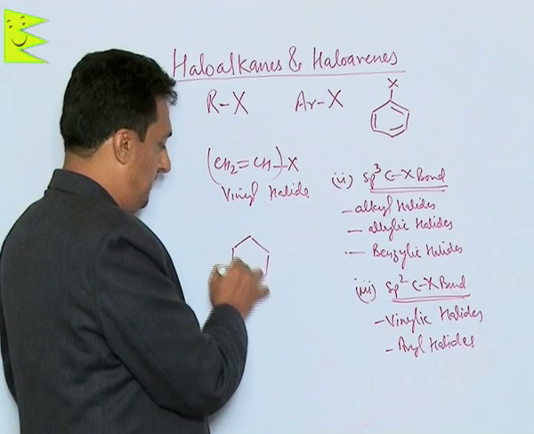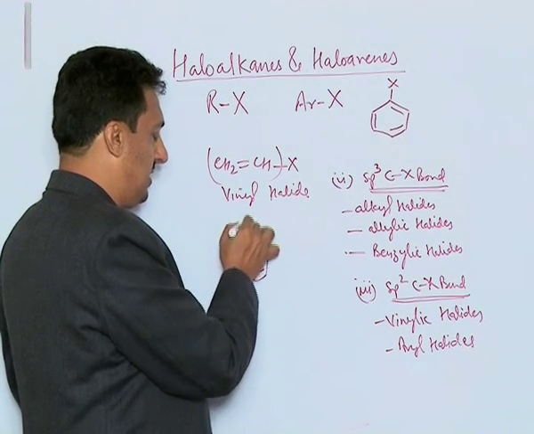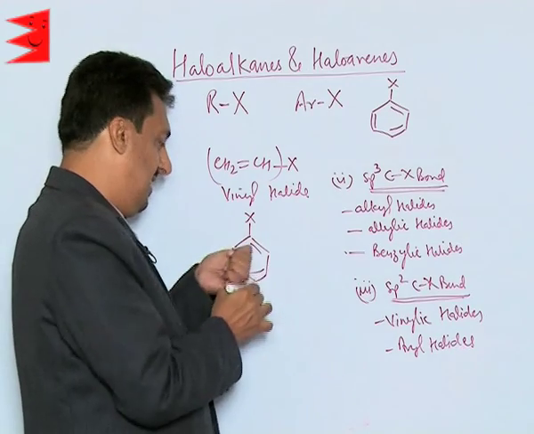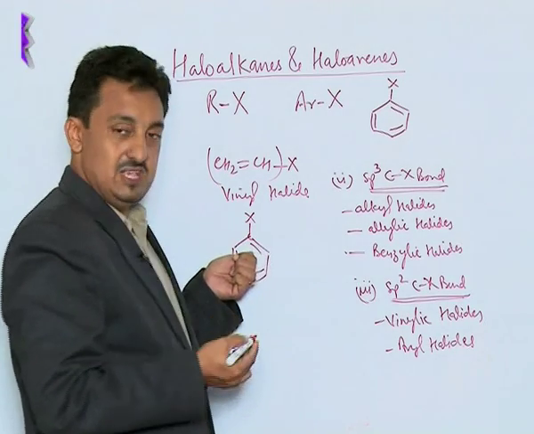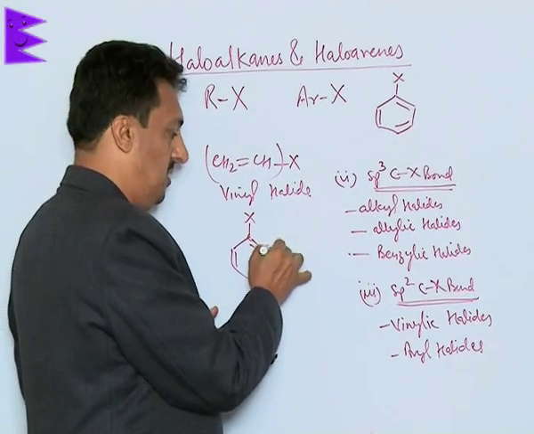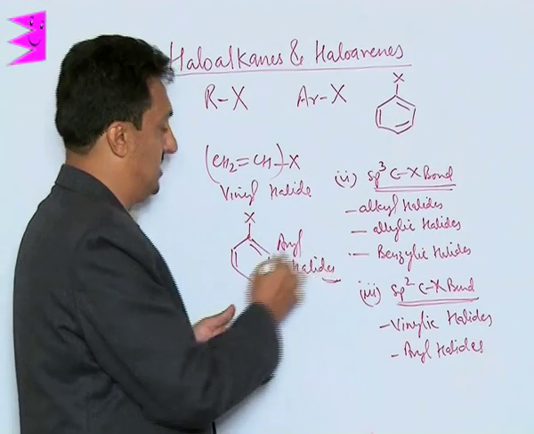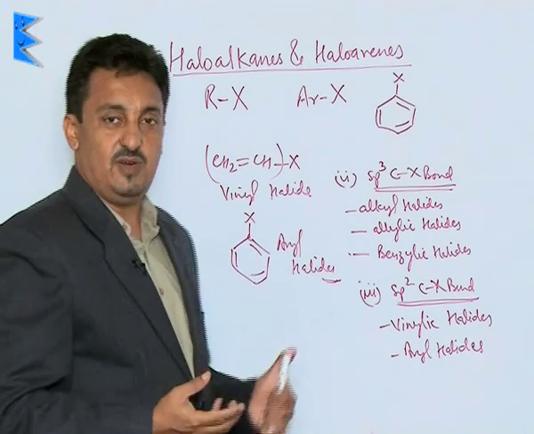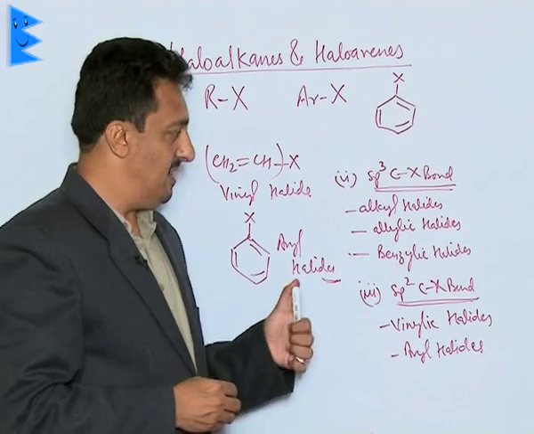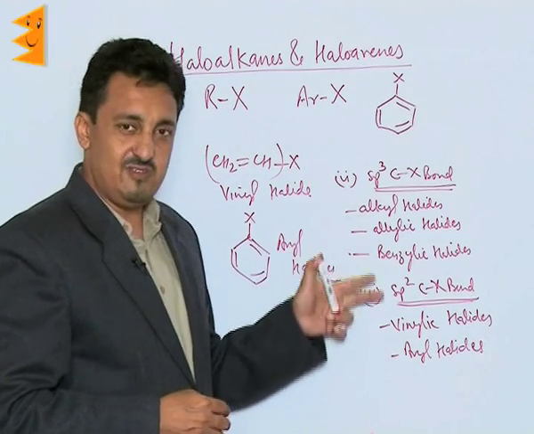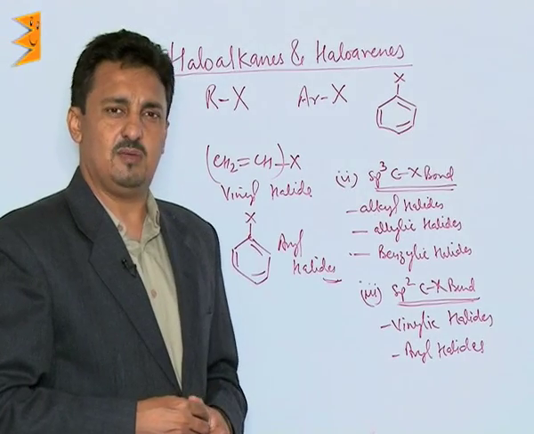Similarly, if a halogen is attached directly to a benzene ring, each carbon in benzene, we know, is sp2 hybridized. So this is called aryl halide, which is a part of this classification. So this is how we can classify the halogen compounds into these categories: three in sp3 and two in sp2 hybridized carbon atoms.